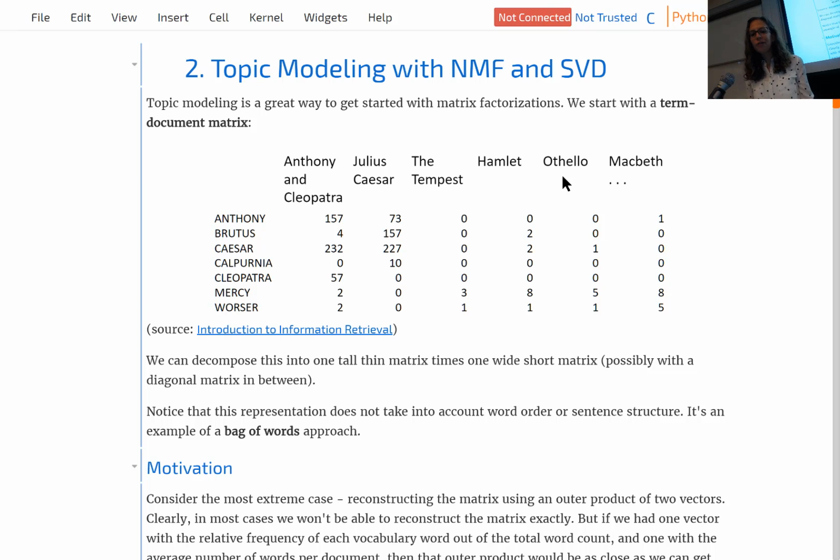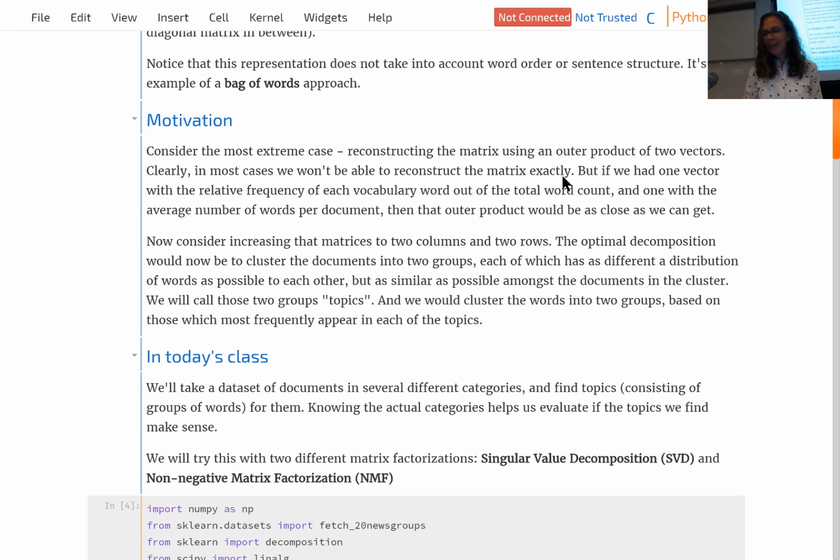And so today we'll be talking about two different ways to decompose this into a tall, thin matrix times a wide, short matrix. And something I want to emphasize is that one reason we like matrix decompositions is that the matrices we're decomposing into have special properties that are helpful. So I wanted to start by hypothetically thinking about an extreme case where suppose you wanted to reconstruct a matrix just using an outer product of two vectors. So let me switch over to that.